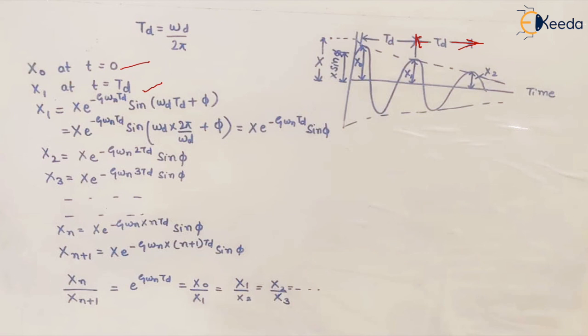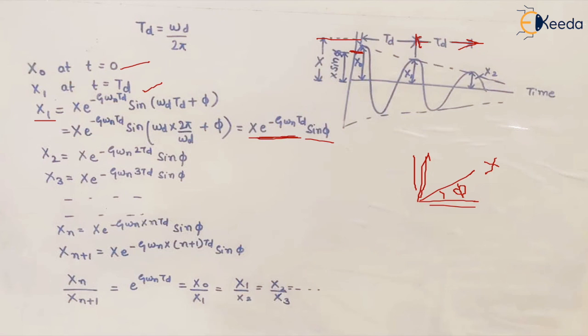So if we want to find the equation for x1, we know the equation for SHM. The maximum amplitude is X. If the angle is phi, then this is x cos phi, and we are taking the vertical displacement, so it becomes x sin phi. So the maximum vertical will be x sin phi. So x1 can be written as x sin phi into the factor of the underdamped system that is showing the decay, that is this factor.